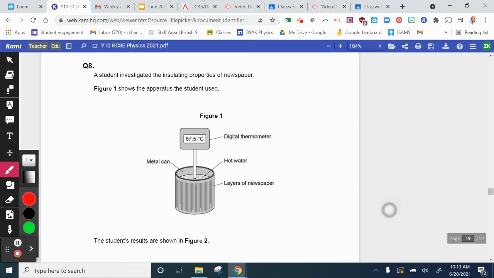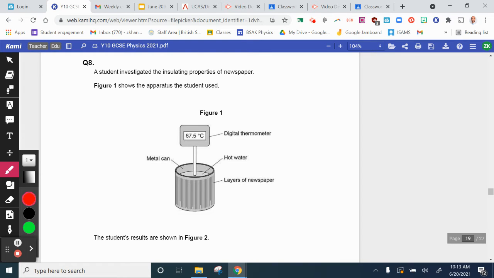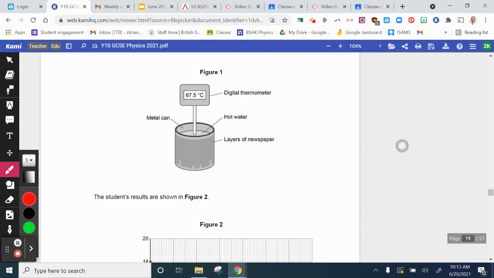Question 8. A student is investigating the insulating properties of a newspaper. Figure 1 shows the apparatus the student used. So you've got a digital thermometer in some hot water, and we've got layers of newspaper wrapped around the metal can to reduce the amount of heat escaping.